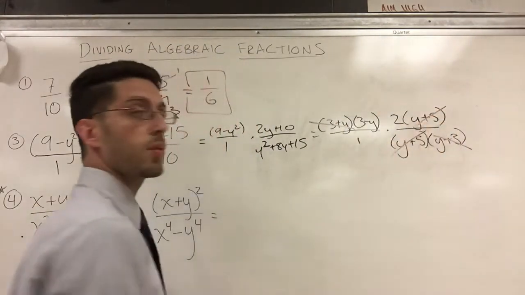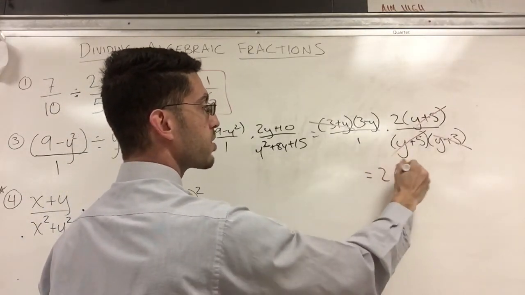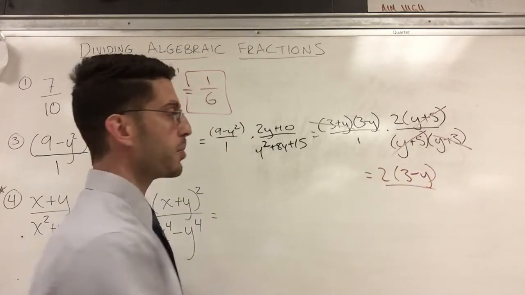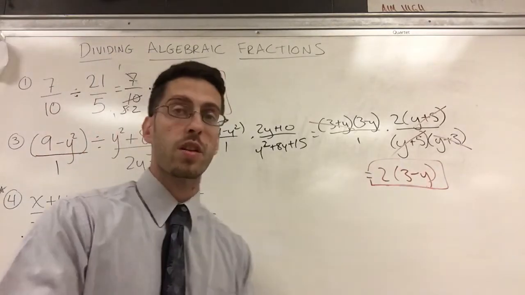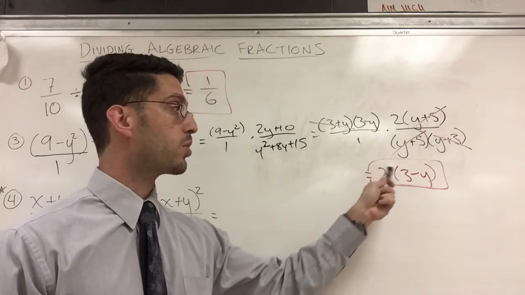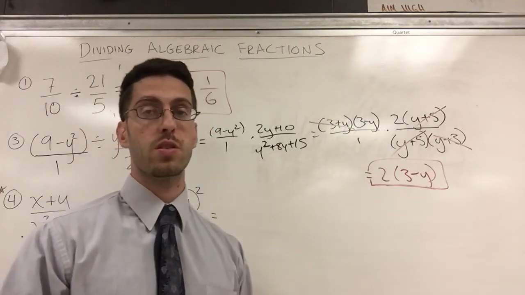So, goodbye, y plus 5's, goodbye. Whatever's left over, let's see, 2 times 3 minus y on top, and nothing on the bottom. So that is my final answer. Well, 1 is on the bottom, you don't have to write the 1. All right, there's your final answer. You want to be slick and distribute the 2, that's fine. Leaving it in factored form is just as good.